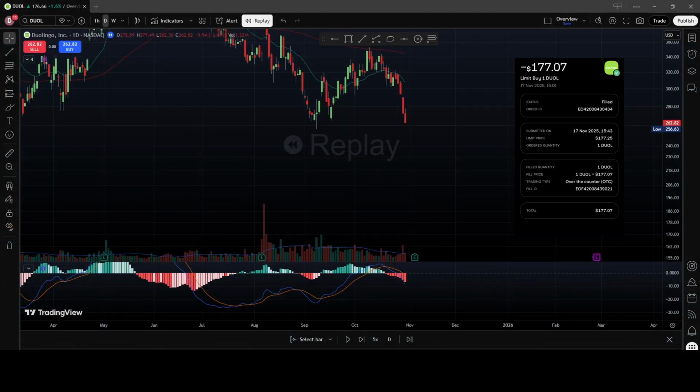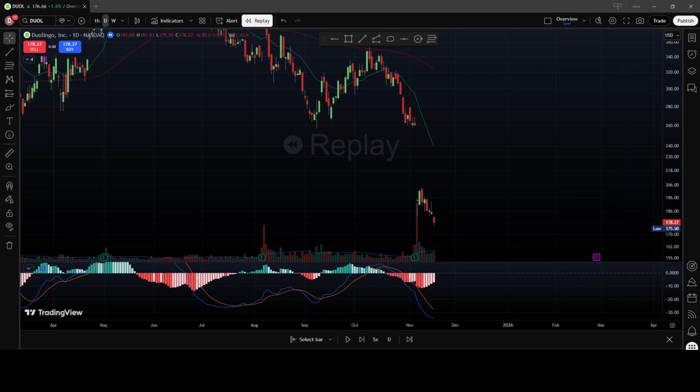My initial entry point was at 177 and I bought one share. For my account size and risk rules, that is a probe, not a full position. The setup looked weak, so I did not want to commit much capital until the market proved the idea.